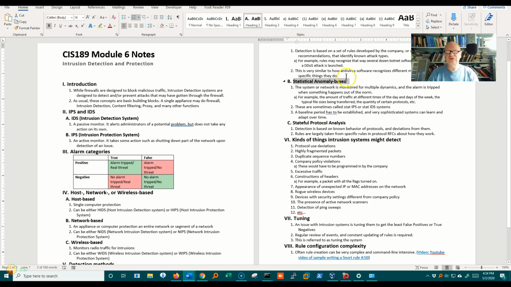So these things just look for changes in the way our network is being used, and if there's a significant change, it might throw up a red flag and say, hey, we might have a problem here. Third is stateful protocol analysis. So this is just based on our understanding of what protocols should look like. So for each protocol in the TCP/IP protocol stack or protocol suite, we have rules. They're usually in the form of what we call RFCs, of how this protocol should look.